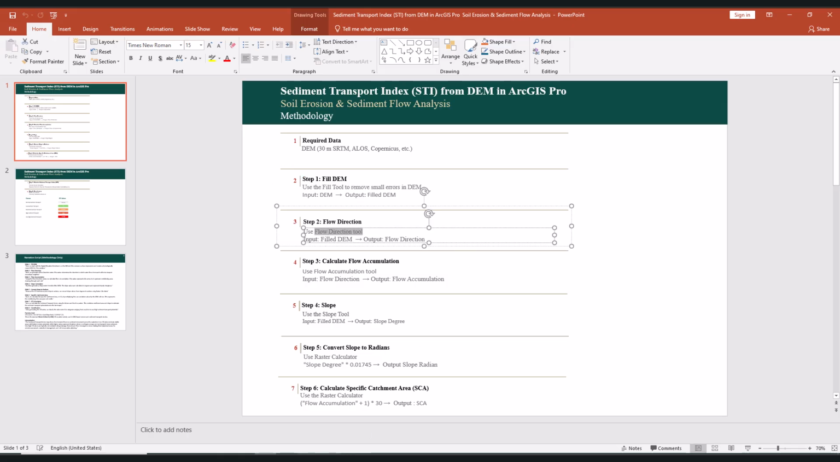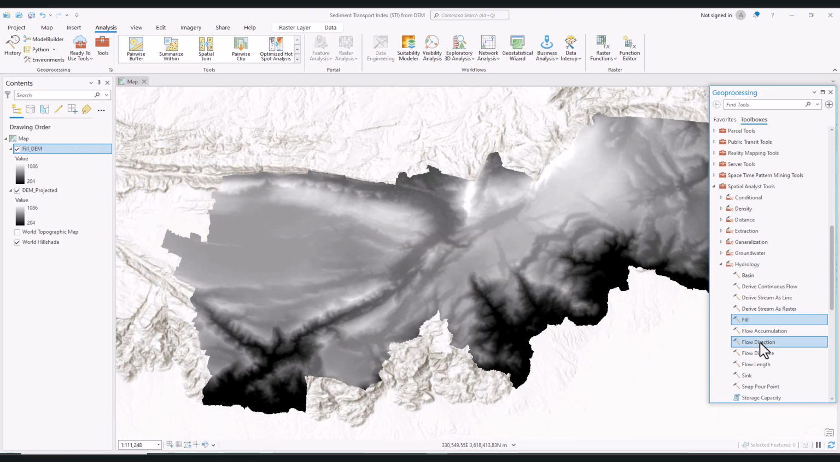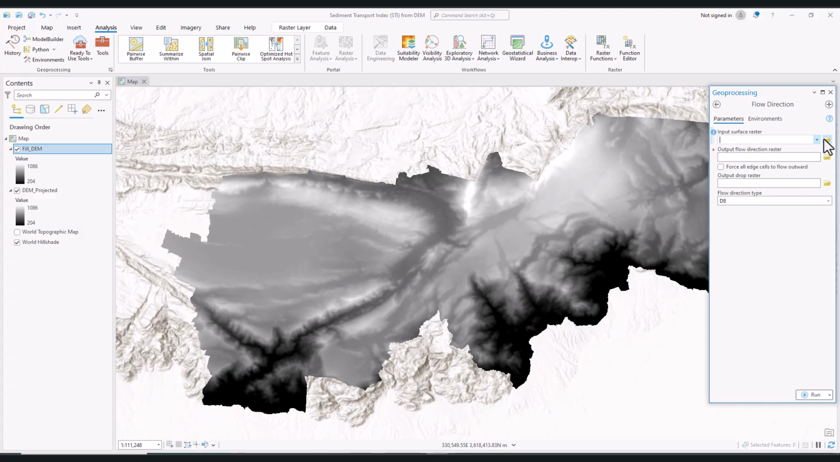Next, we generate a flow direction raster. This raster determines the direction in which water flows from each cell to its steepest downslope neighbor.